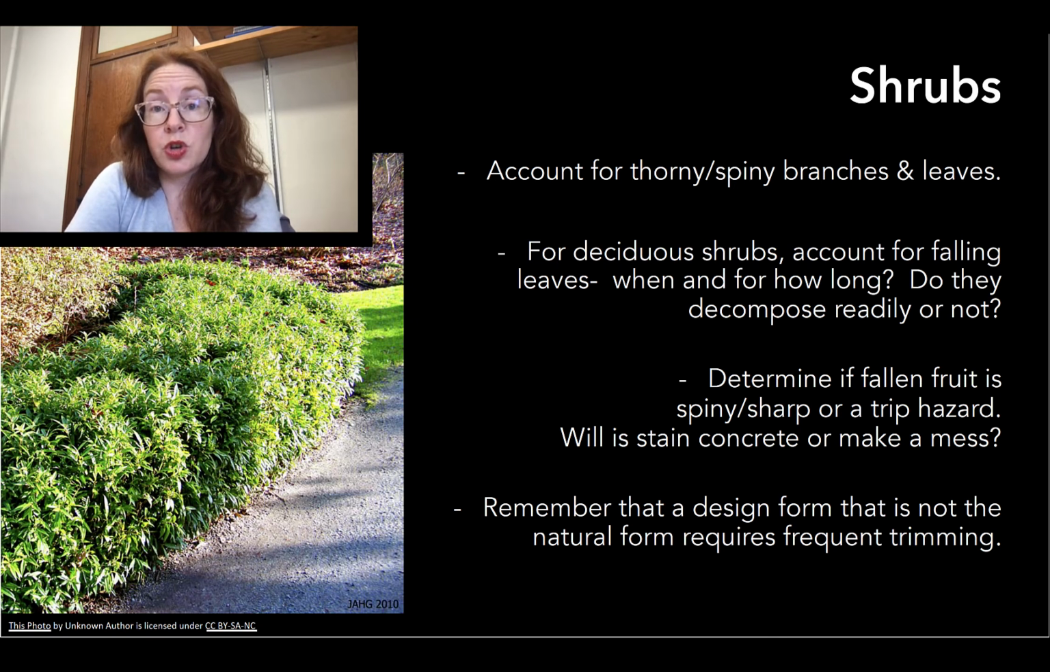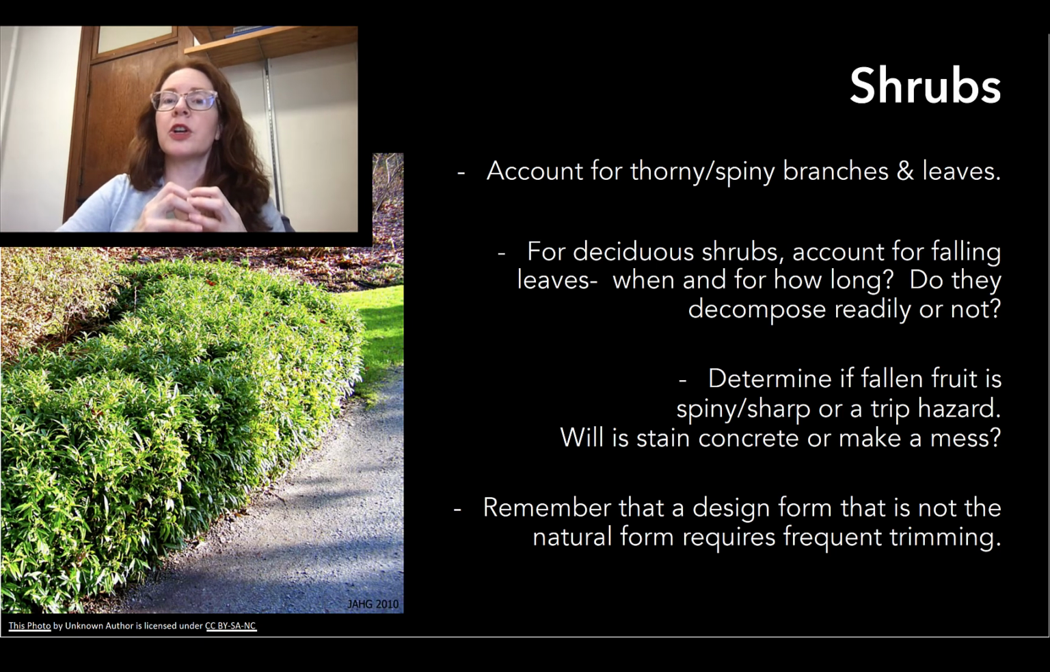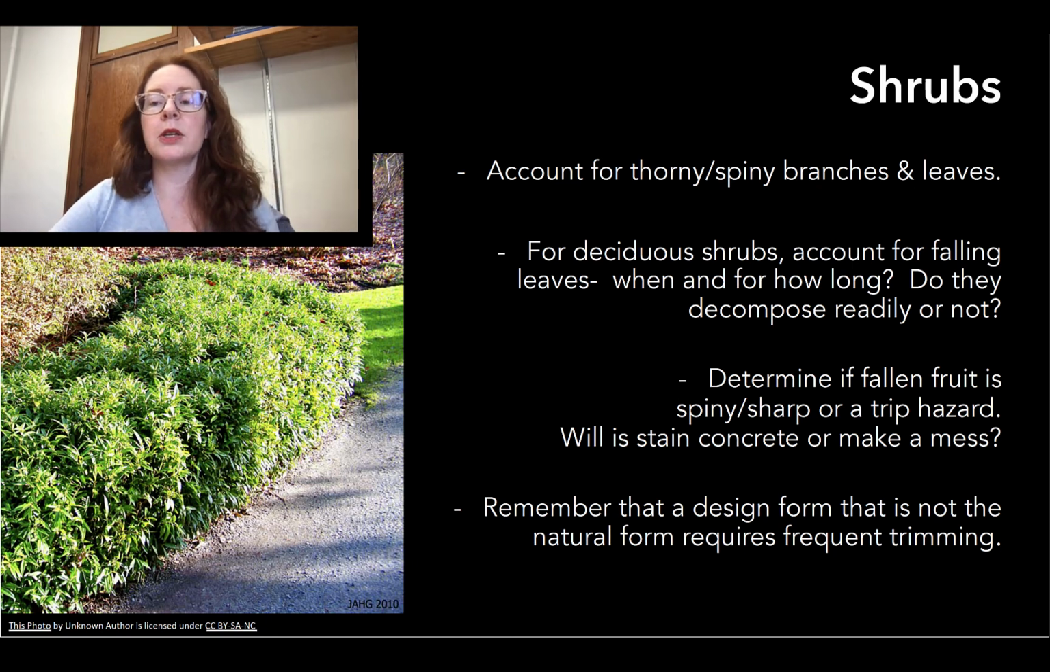For deciduous shrubs, we need to think about when their leaves fall, how long the leaf drop is, and also whether the leaves decompose readily or not. If they don't decompose readily, there will be time spent removing those leaves. We also need to think about if fallen fruit is some sort of hazard, whether it's because it's spiny or sharp or messy or large enough and hard enough that it could cause somebody to trip.